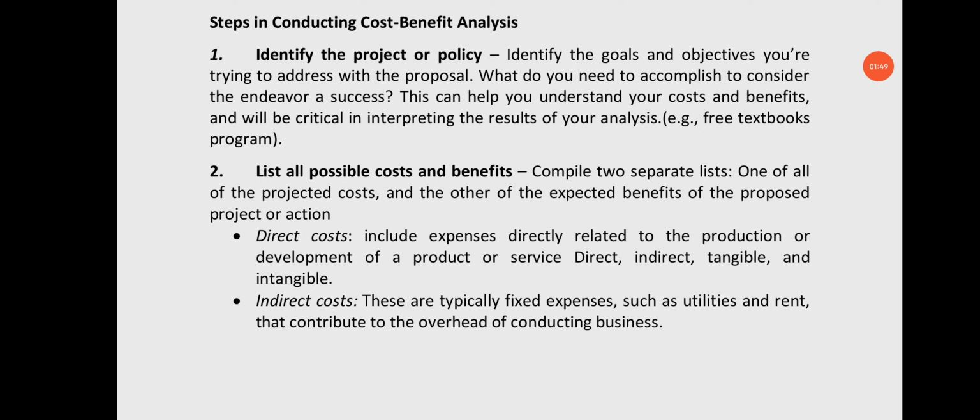Number 2, list all possible costs and benefits. Compile two separate lists, one of all of the projected costs and the other of expected benefits of the proposed project or action. Direct costs include expenses directly related to the production or development of a product or service. Costs can be direct, indirect, tangible, and intangible. Indirect costs. These are typically fixed expenses such as utilities and rent that contribute to the overhead of conducting business.